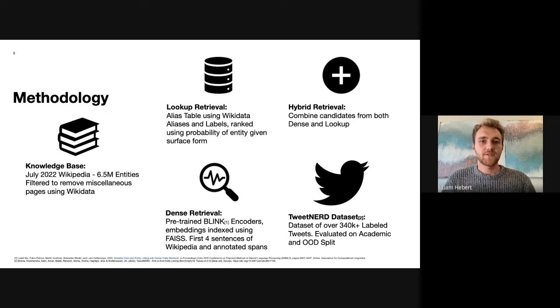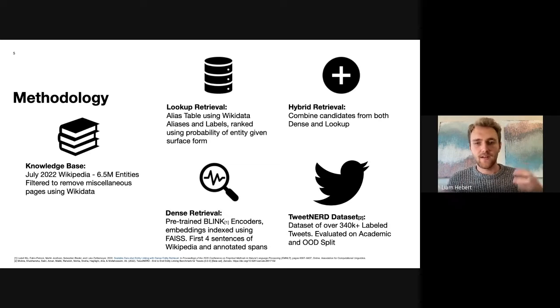And so our methodology consists of 5 separate steps. The first one, our knowledge base, is a July 2022 dump of Wikipedia of 6.5 million entities that we filtered to remove any unnecessary pages. We also use a lookup retrieval type baseline using an alias table from Wikidata aliases and labels. And then we use a dense retrieval approach using pre-trained Blink encoders, which encode the tweet text in this case, and the first 4 sentences of Wikipedia, and match them based on embedding similarity. We also explore a hybrid approach, which combines the candidates from both sets.